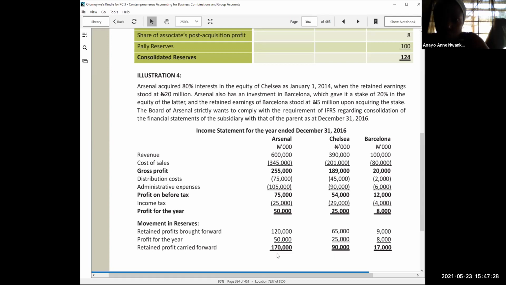Movement in reserves. Retained profit brought forward: 120 for Arsenal, 65 for Chelsea. Please, can you scroll up?